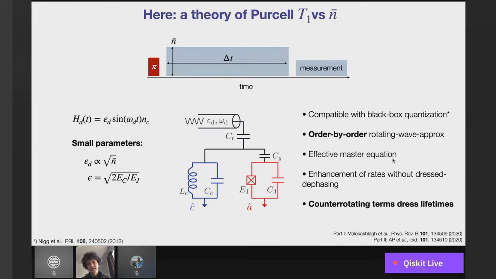But what it does in addition to that is that it's not a perturbation theory in the coupling g between the qubit and the cavity, but rather it's a perturbation theory in the weak anharmonicity of the qubit. But this is more suitable for transmon qubits. And what our theory found is that there is an enhancement of relaxation rates, and that can be done without having addressed the dephasing mechanism, which, by the way, can also be accounted for in this theory. So finally, the most important finding is that counter-rotating terms, the ones that you neglect in rotating wave approximations at various levels, actually are very important because they address the lifetimes.